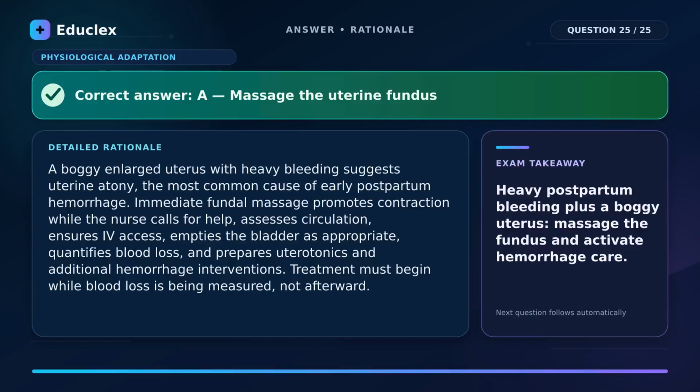Treatment must begin while blood loss is being measured, not afterward. Exam takeaway. Heavy postpartum bleeding plus a boggy uterus. Massage the fundus and activate hemorrhage care.